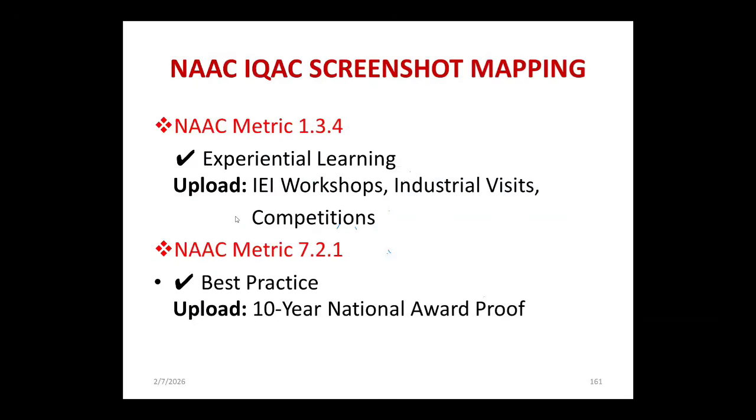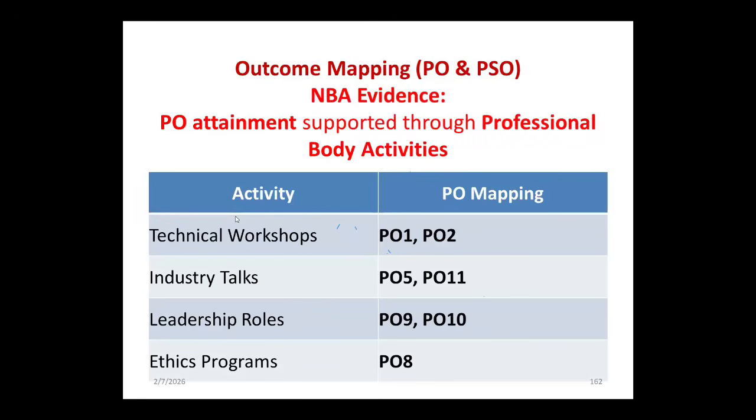Then NAC accuracy screenshot mapping you can take. Then NBA evidences in terms of POs, PO mapping you can show. Industry talks you can show for PO 5 and PO 11, industry roles for PO 9 and 10, ethics related for PO 8, technical workshop for PO 1 and PO 2 that you can map.